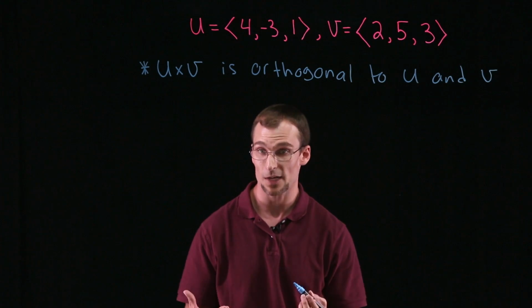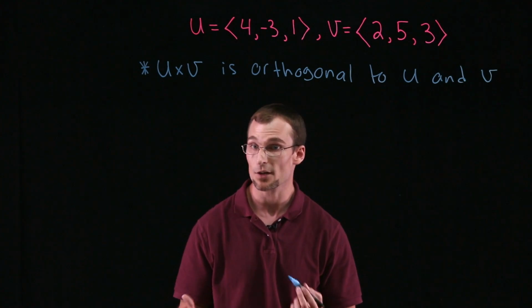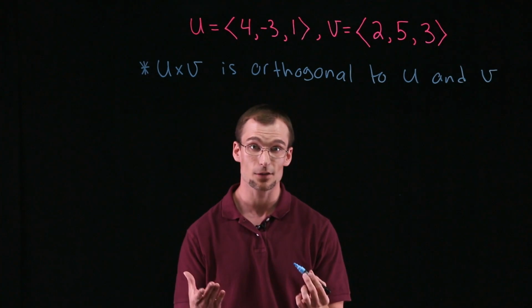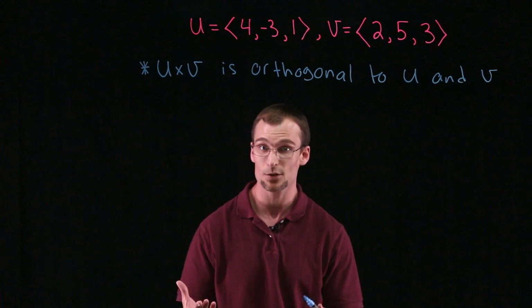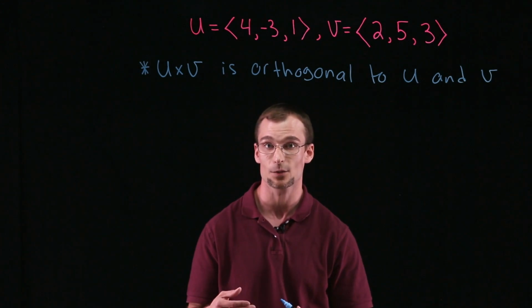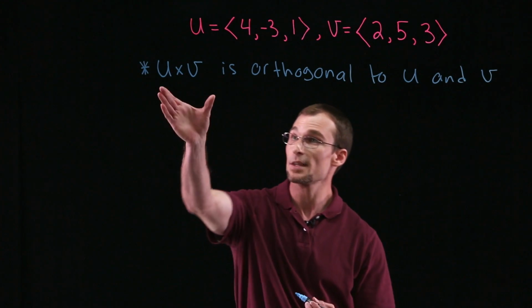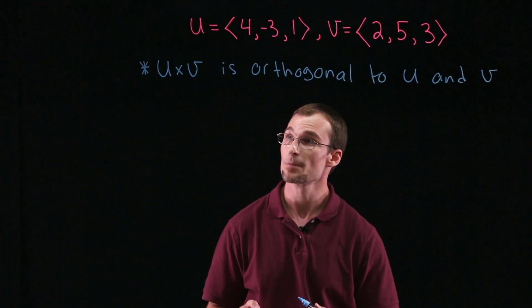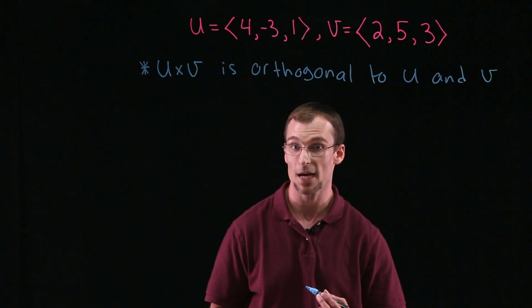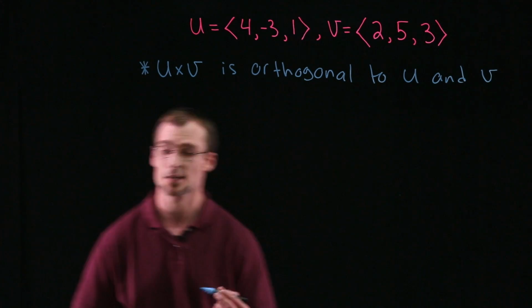And then finding a unit vector, well, we know that we can make a unit vector out of any vector by simply taking the vector and then dividing through by its magnitude, or multiplying by 1 over its magnitude. So the game plan is we'll find the orthogonal vector, u cross v, and then unitize it by dividing by its magnitude. So let's start there.